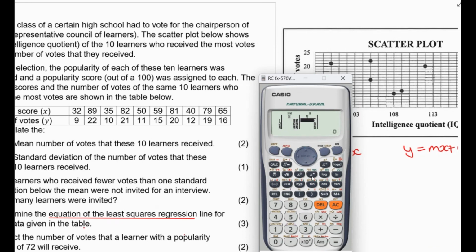Right, 32 goes with what? With 9. You have to check there. And then 89 goes with 22. 35 goes with 10. 82 goes with 21. 50 goes with 11. 59 goes with 15. Then 81 goes with 20.